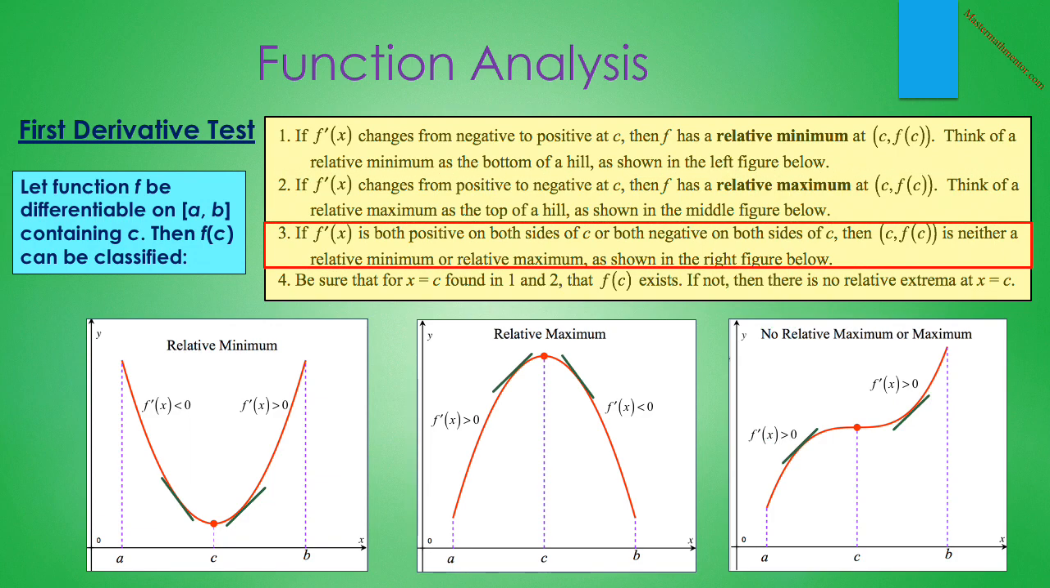Third, if f prime of x is positive on both sides of c, or negative on both sides of c, then the point c, f of c is neither a relative minimum nor a relative maximum, as shown in the right figure below. Fourth, be sure that for x equals c, found in 1 and 2, f of c does exist. If not, then there is no relative extrema at x equals c. Relative extrema is a term for either a relative maximum or a relative minimum.